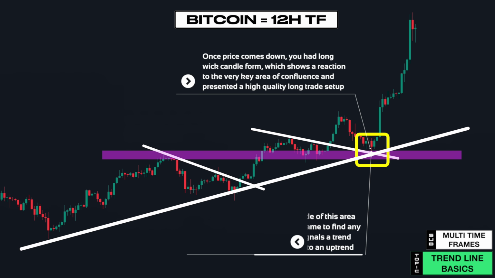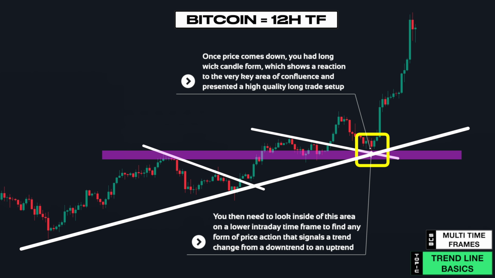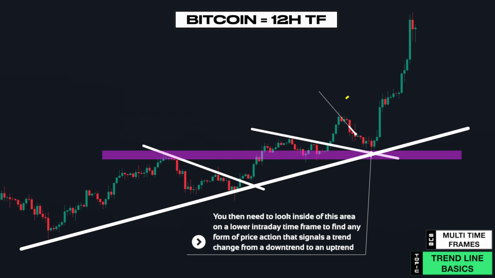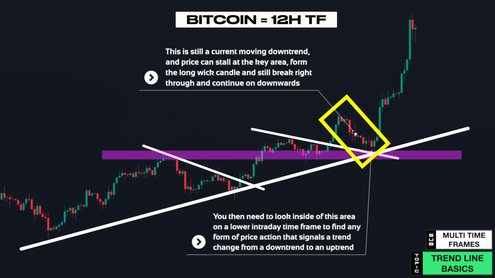You then need to look inside of this area on a lower intraday time frame to find any form of price action that signals a trend change from a downtrend to an uptrend, because this is still a current moving downtrend, and price can stall at the key area, form the long wick candle, and still break right through and continue on downwards. So let's pull up the 1 hour time frame and put it beside this one.